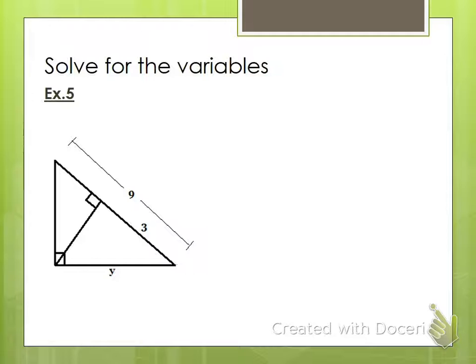All right, for the rest of our examples, we're just solving for any variables that they give us. On example 5, if we are referring to the tricks, would we use the heartbeat or the boomerang? Boomerang.